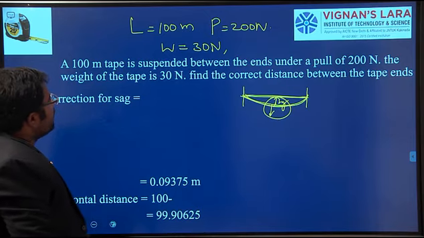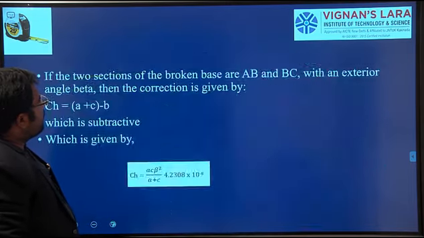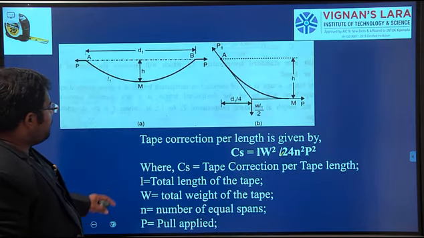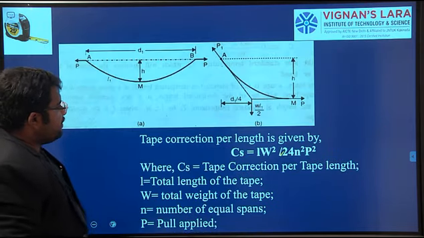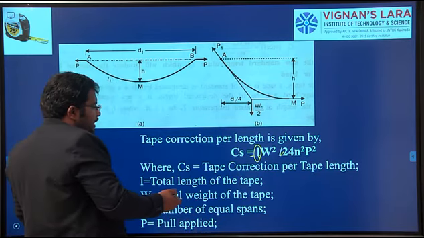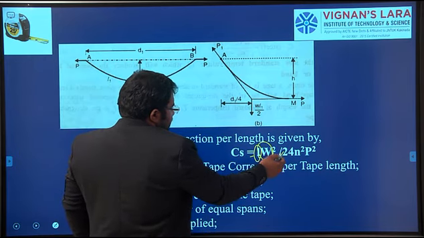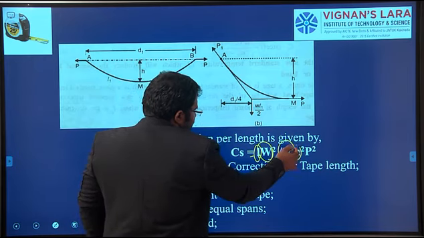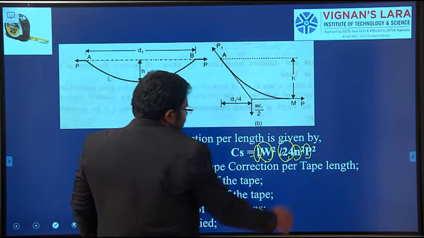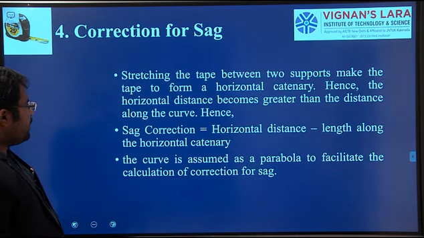Okay. Now, what is the formula for correction for sag? This is right here. Tape correction per length is given by L. L means length of tape, total length of the tape. W square is the weight, right? 24 into n square. N is the number of equal spans and P is the pull applied.